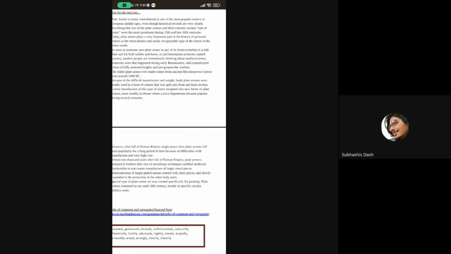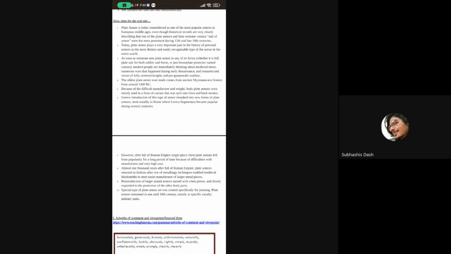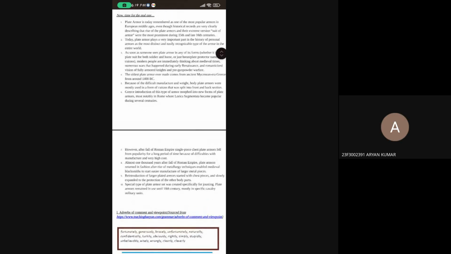Any other expressions? How about "whether"? Can we use it as an adverb, whether? Not as an adverb, I believe, ma'am. So what is whether? Then it's definitely not an adverb. Then what is it? It's a conjunction. Okay. All right. Now the next line, from the looks of it, I don't find anything, but let's see. "Plate suit for both soldier and horse, or just breastplate protector named." Anything? Nothing, right? No, ma'am. Okay. Next one.